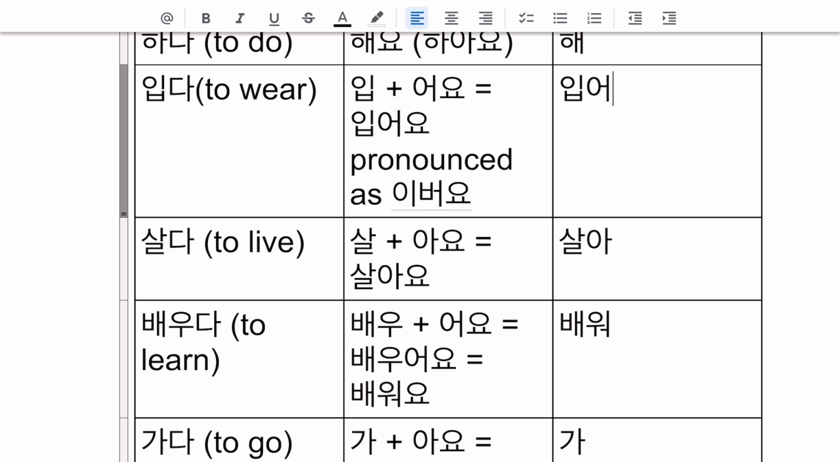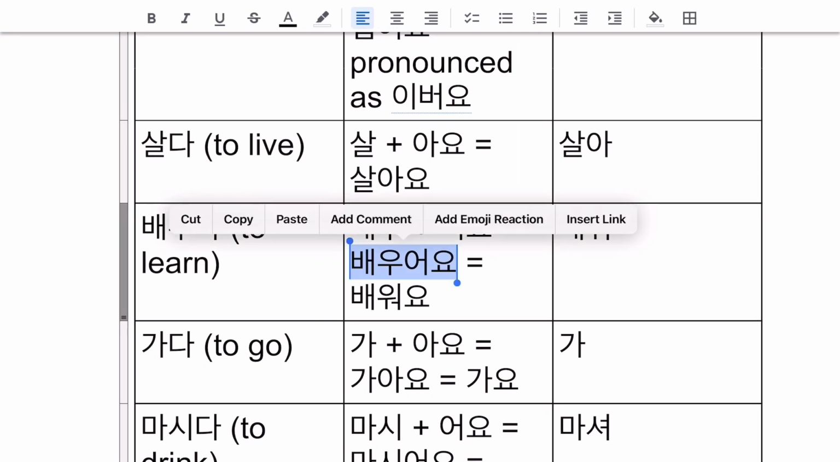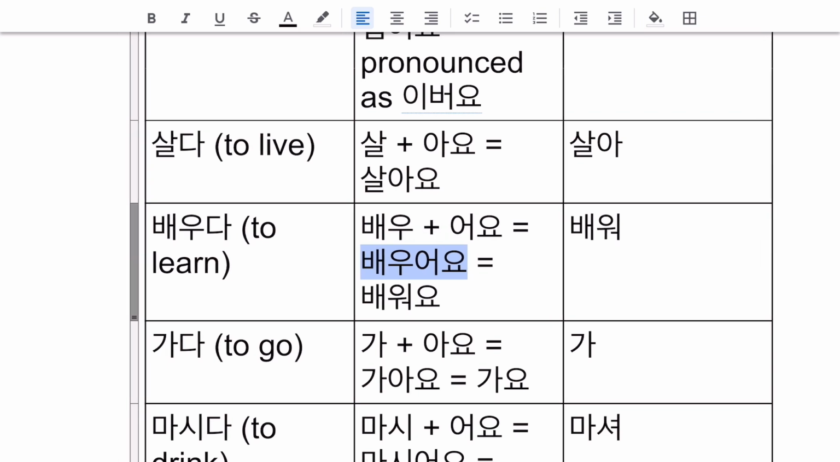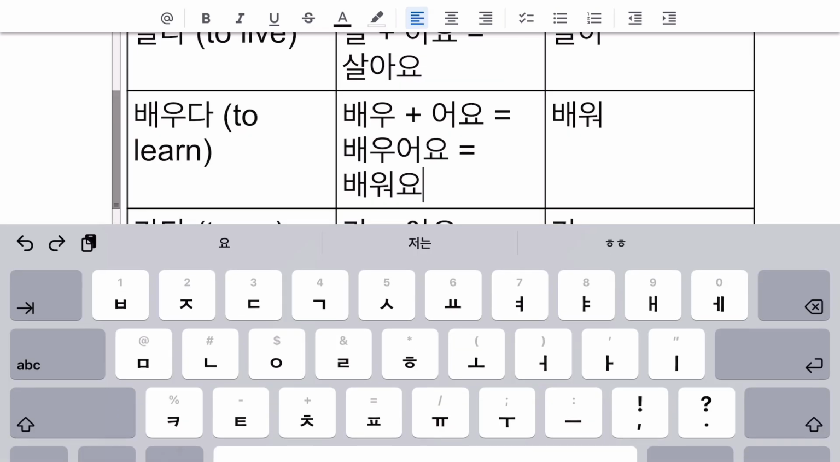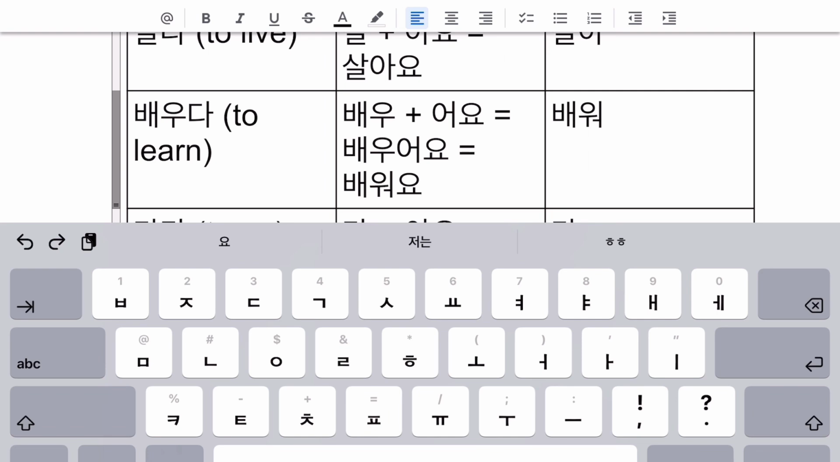So 배우 오요. If you're saying that, it might look a little bit off to you. That's because it is. In this situation, we can't have two vowels right next to each other. So that u and that o, we can't have those two right next to each other. So if we say it quickly, we can figure out what it should become. U o, wo, 배워요. I'm learning. So I can say Korean, 한국어 배워요. And then informal, we take off the yo, 배워.